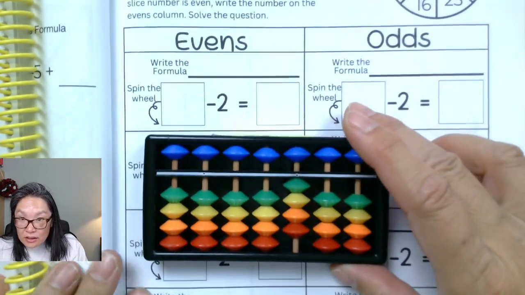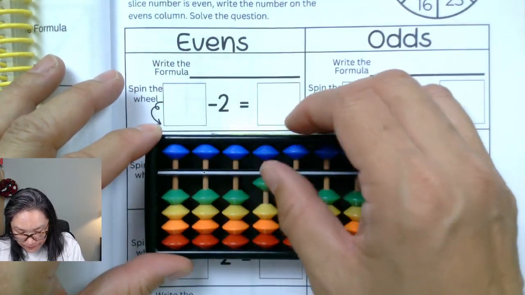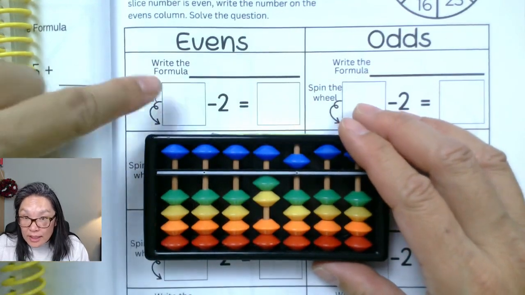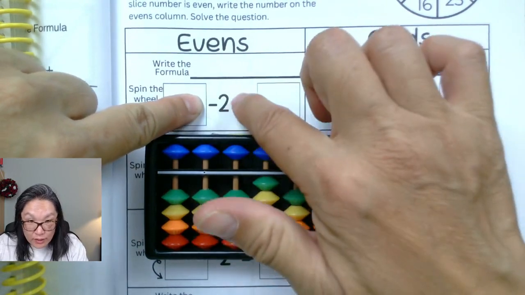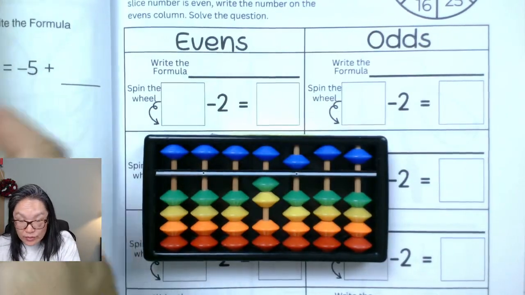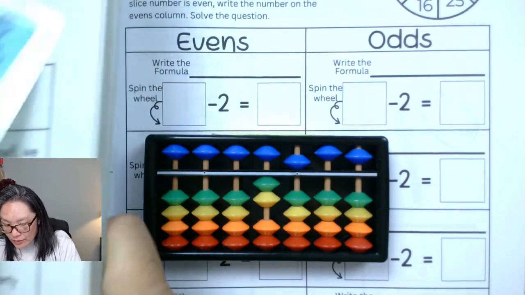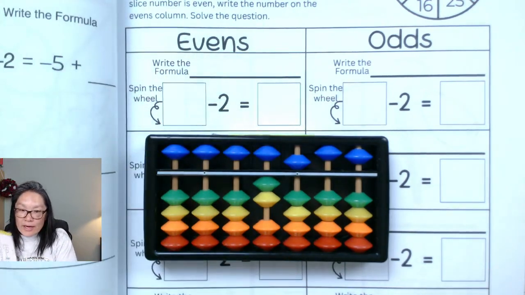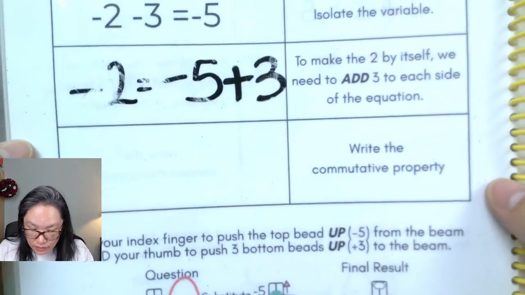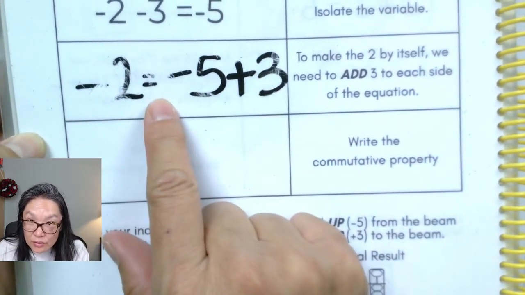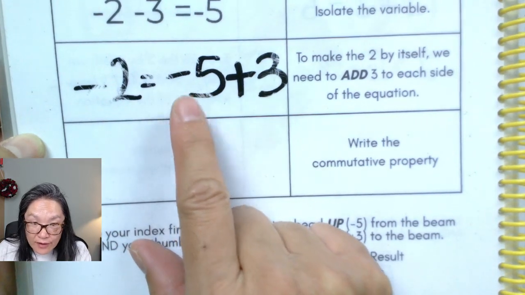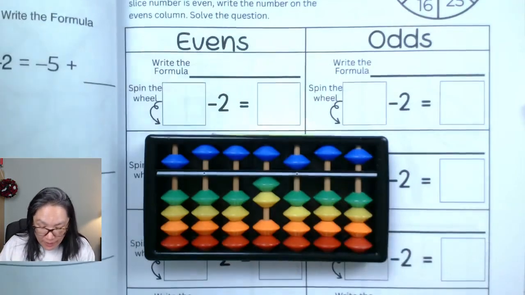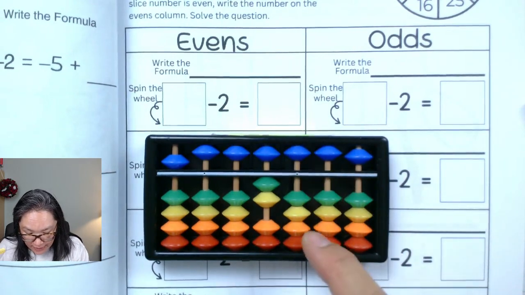So we can do minus 2. If I had 25, and I need to take away the 2. To take away the 2, what do I do? I need to minus the 2. I will minus the 5 and add the 3. So I minus the 5 and then I add the 3.